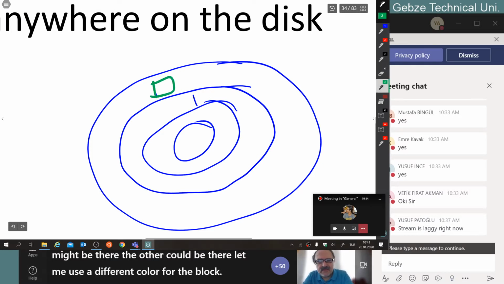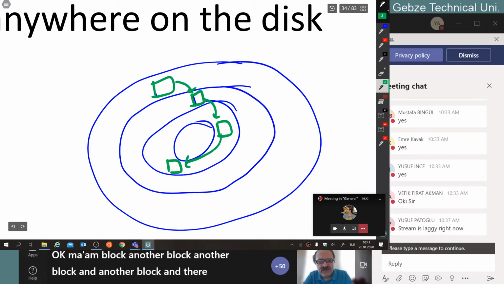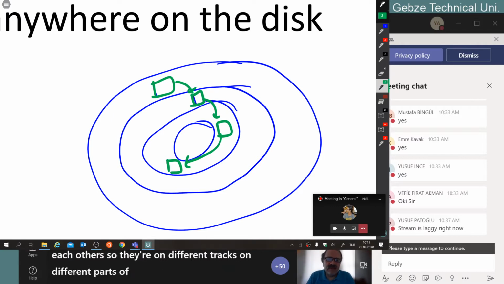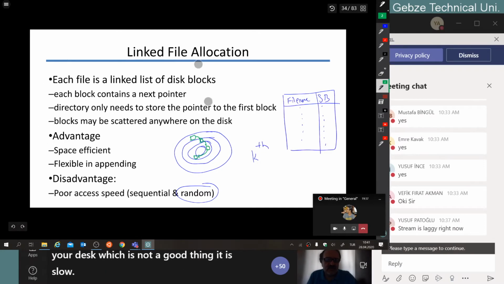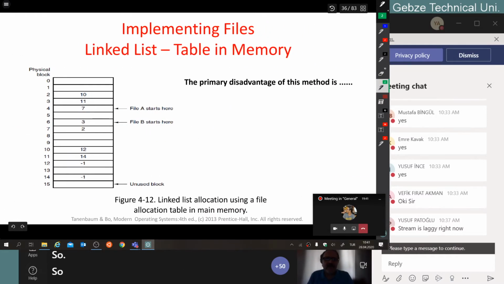Okay, one block, another block, another block, and another block, and they are linking each other. So they are on different tracks, on different parts of the track. So to read a file, you need to do lots of head movement of your disk, which is not a good thing. It is slow. So what was our solution? Our solution was to come up with this table in memory.